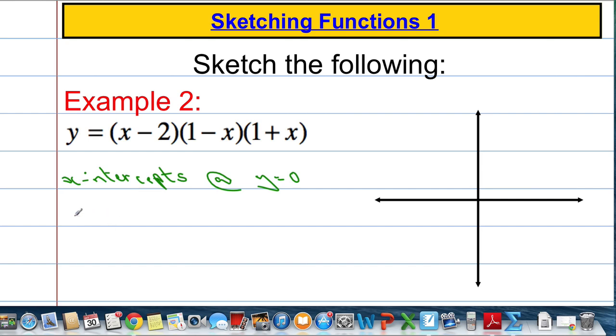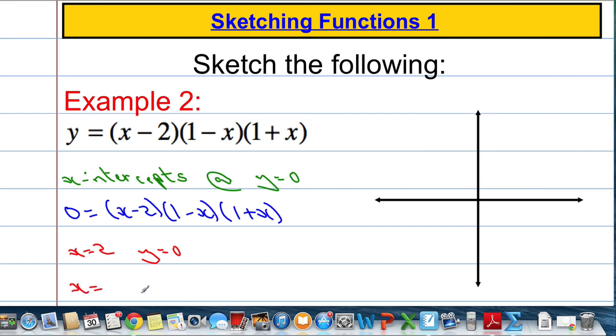So we get 0 will equal x subtract 2, 1 subtract x, and 1 plus x. So I've got a product of 3 terms multiplied together, and that gives me an answer of 0, which means 1 or all of them must be equal to 0. So how would I make it 0? Well, if x equals 2, y will equal 0, because 2 subtract 2 is 0, and then 0 times everything else, doesn't matter what it is, will give me 0.